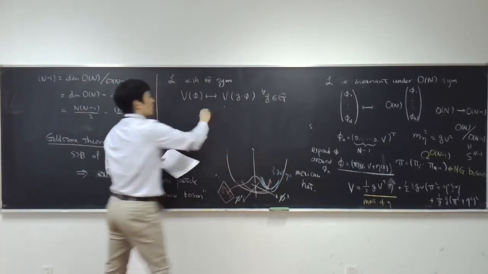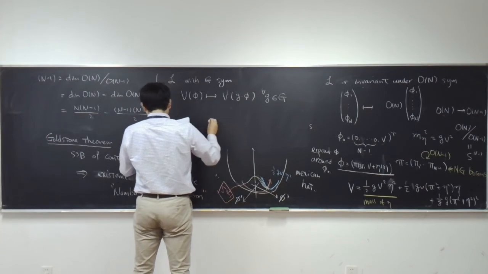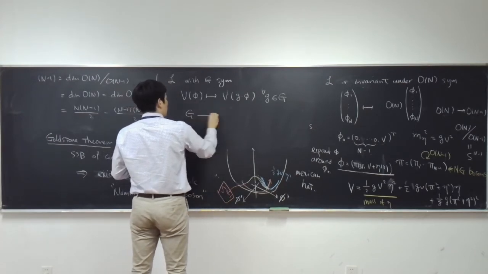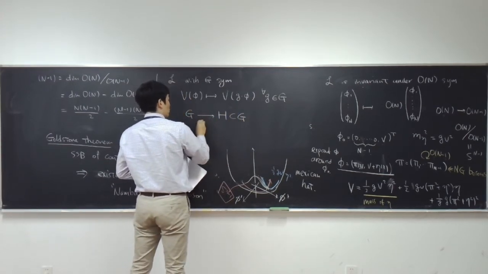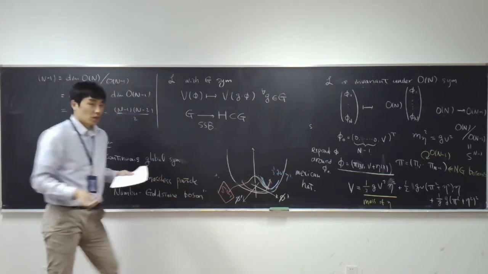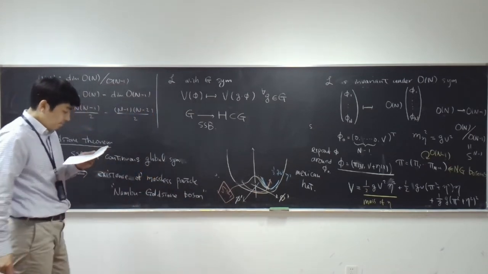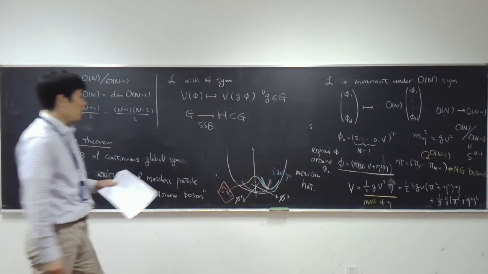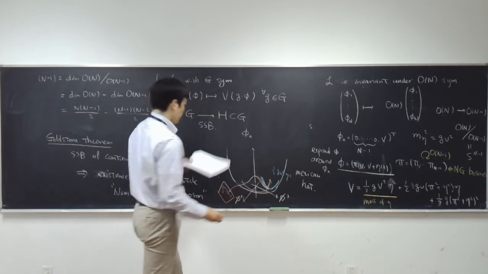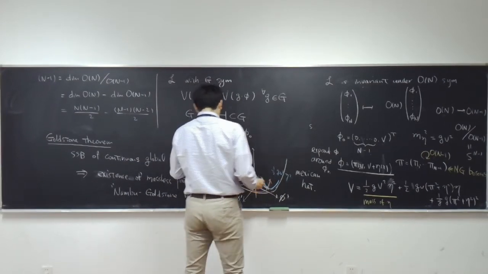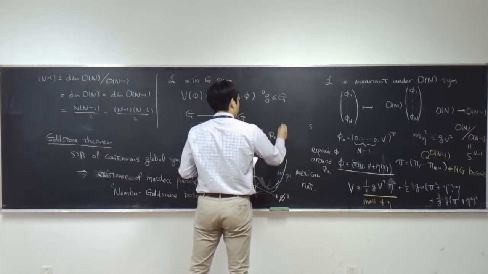The potential is invariant under this transformation. Then the spontaneous symmetry breaking is that this G is broken to H, which is a subgroup of G. So this is the spontaneous symmetry breaking by picking a vacuum, as we saw. If you pick a vacuum, phi naught is invariant: phi naught is equal to h phi naught, where h is inside H.